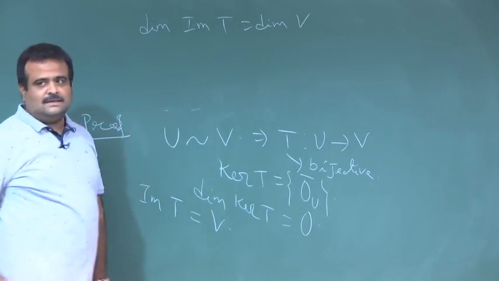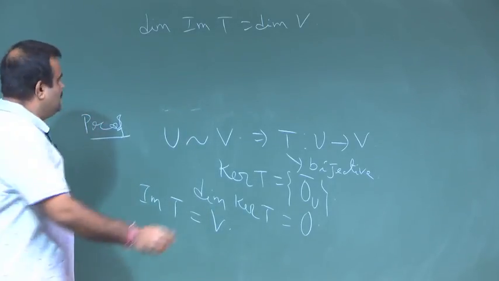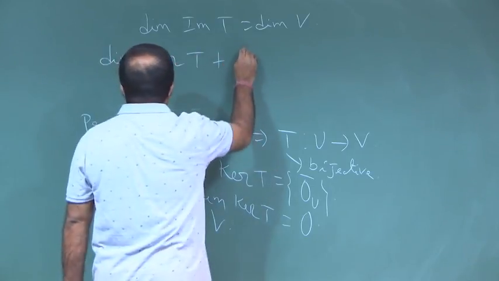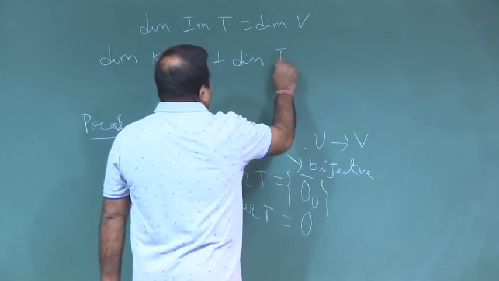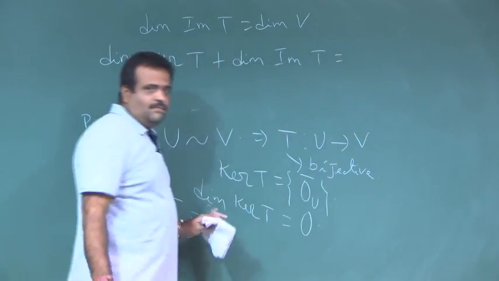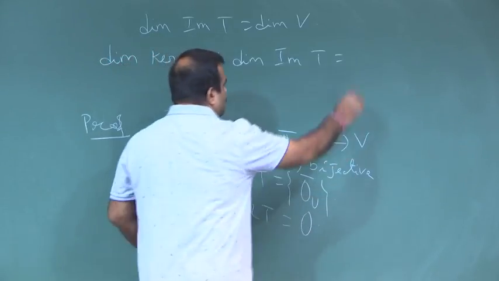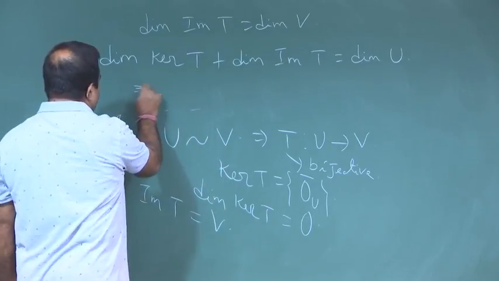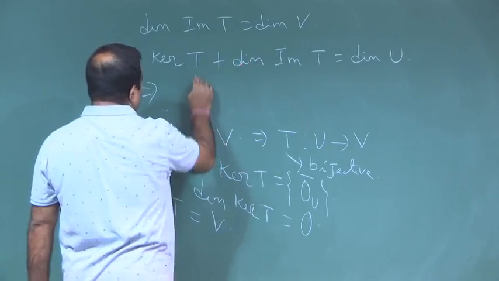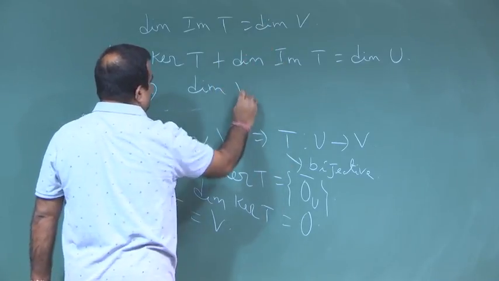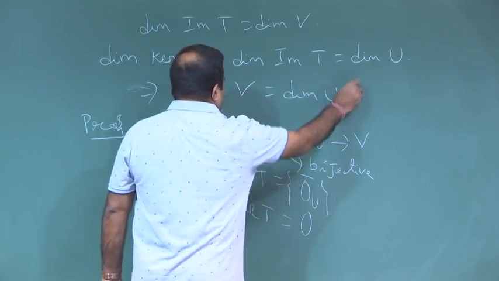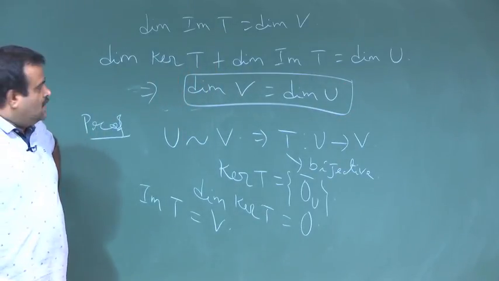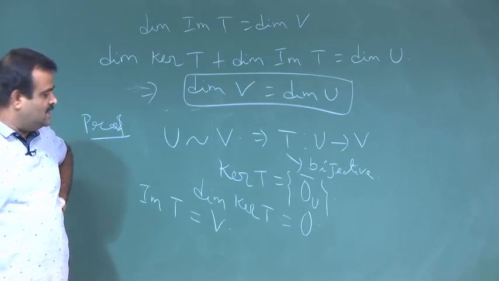Now, we know from the last class the rank nullity theorem, which is telling that the dimension of the kernel of T plus the dimension of the range of T is equal to the dimension of the domain, dimension of U. Now this is 0, and because T is onto, the dimension of U is equal to the dimension of V. So, this is the first part of the theorem. If there is a bijective mapping, then their dimension is the same.